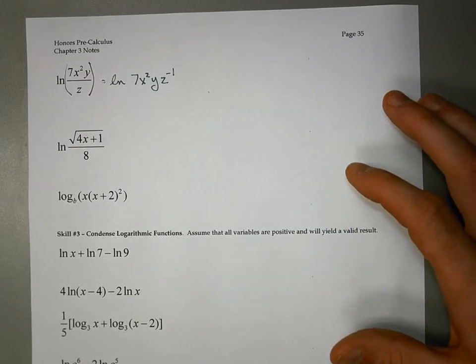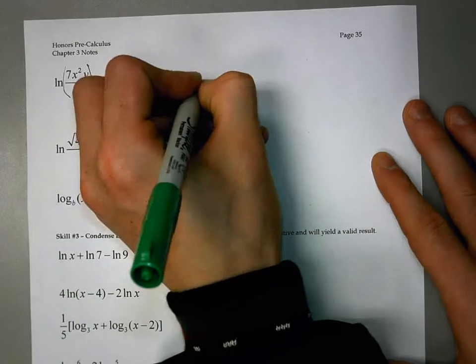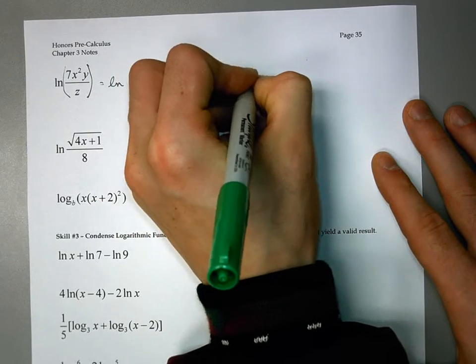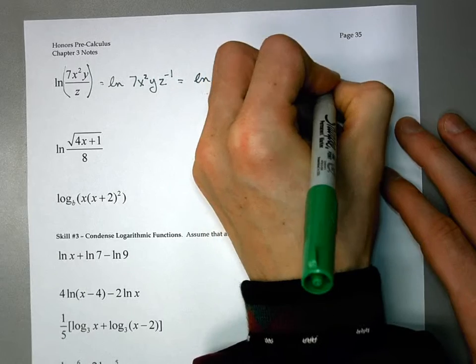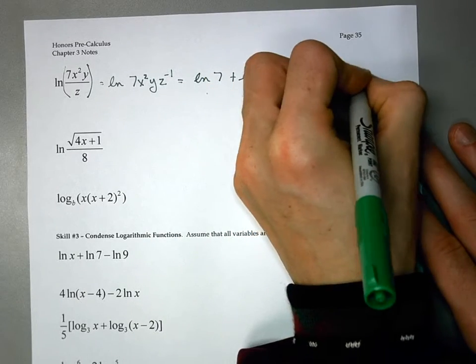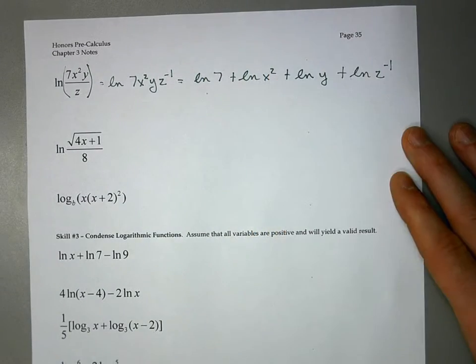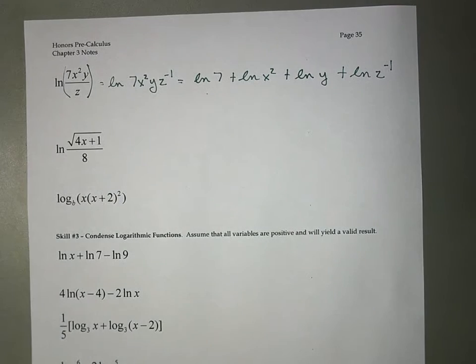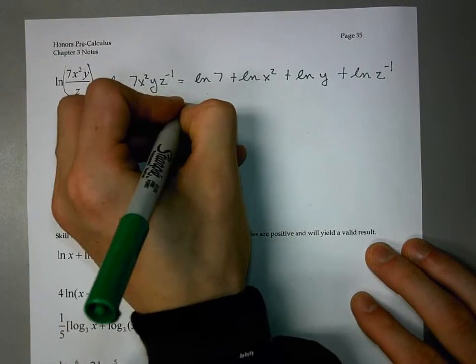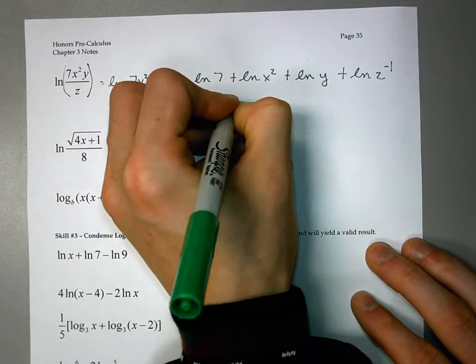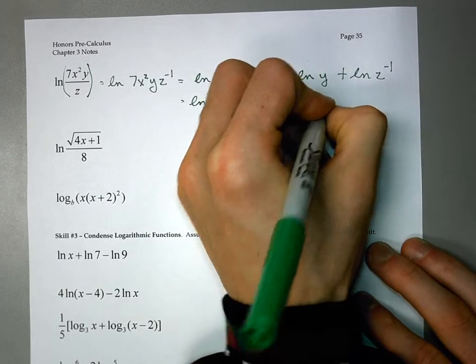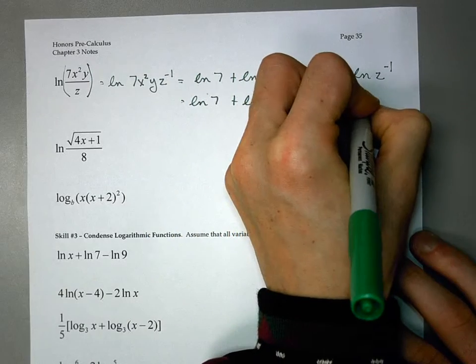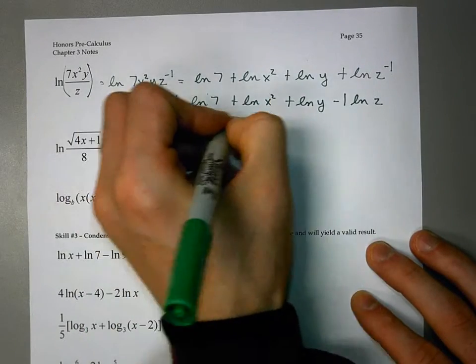And since I'm expanding, I'm going to do the product property first. The ln of 7 plus the ln of x squared plus the ln of y plus the ln of z to the negative 1. And then finally I can apply the power property, which is going to fix this plus here. ln of 7 plus ln of x squared plus ln of y minus 1 ln of z.